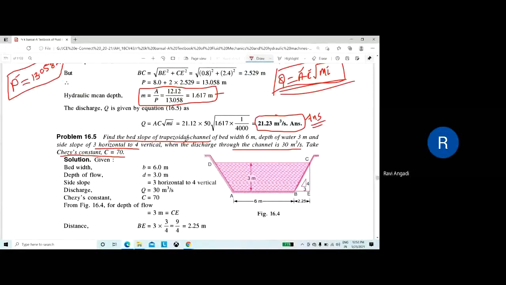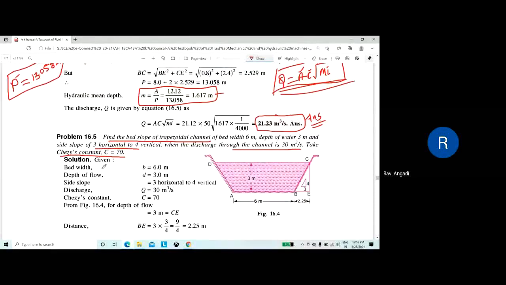Find the bed slope of the trapezoidal channel of width 6 meter, depth of water 3 meter, and side slope 3 horizontal to 4 vertical, when the discharge through the channel is 30 meter cube per second, and take Chezy's constant C as 70. So this is a trapezoidal channel section, and they have mentioned the side slope, and you calculate the bed slope. Just cross verify these answers. If you are not understanding, let me know.